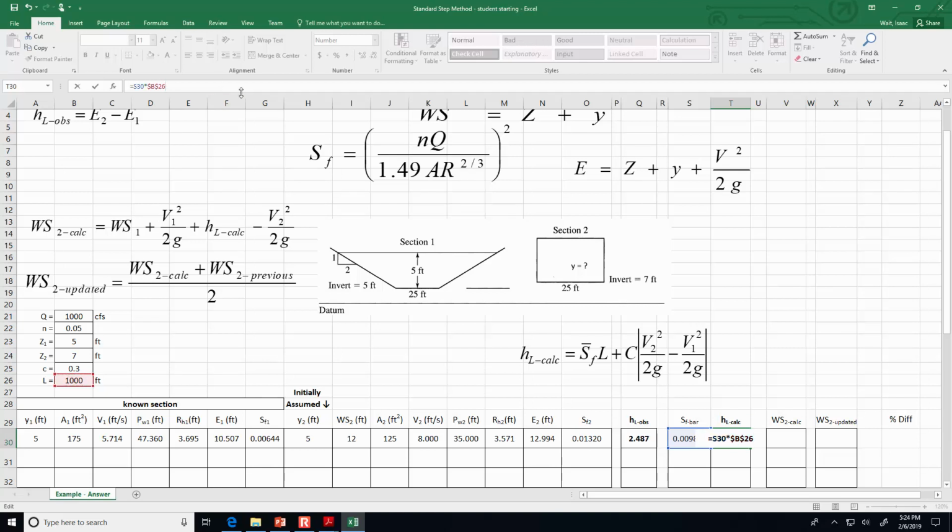Okay, so the head loss is due to frictional losses and also losses related to expansion and contraction. So here now, the C value times the velocity head at 2 minus the velocity head at 1. So the velocity head at 2 is V2 squared divided by 2 times 32.2, minus the velocity at 1 squared divided by 2 times 32.2.